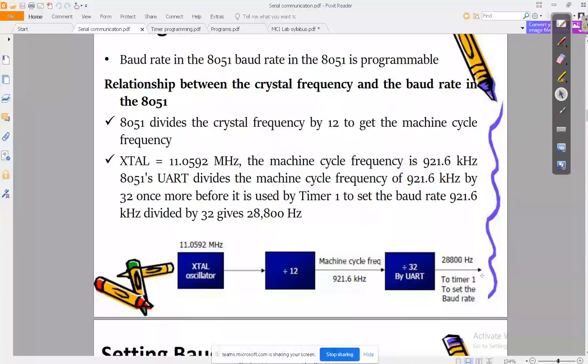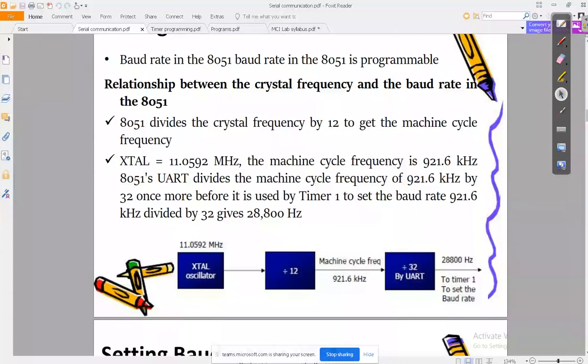So we are converting the crystal level frequency to machine level frequency. That is 11.0592 megahertz divided by 12, and then we get 921.6 kilohertz. Again, we need to divide it by 32. Why? Because we are using the serial communication of UART, universal asynchronous receiver and transmitter. Then we will get this value.